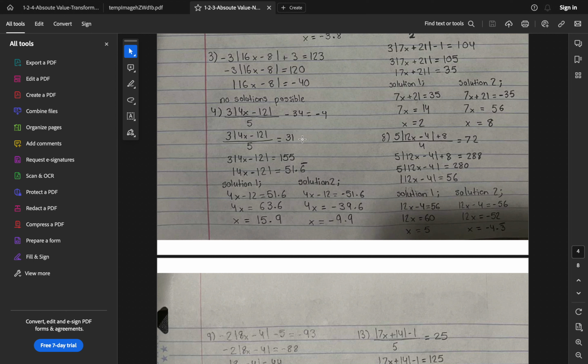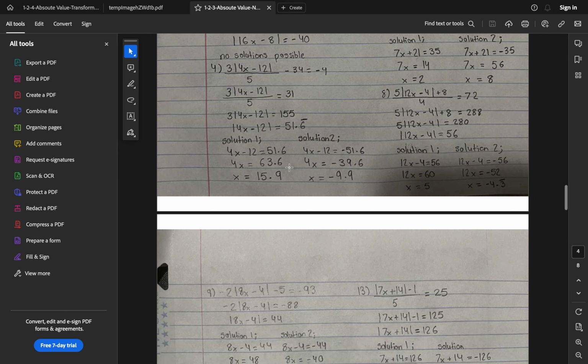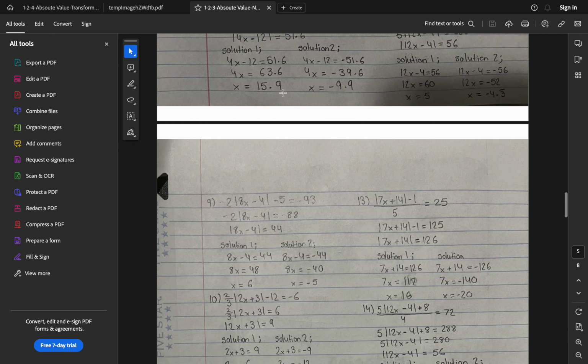Question number 4, you have 3 times the absolute value of 4x minus 12 divided by 5 minus 34. First things first, you isolate by adding both sides. You add 34 to both sides. Right? Once you added 34 to both sides, you should times by 5, right? And then you should get 4x minus 12 is going to 51.6. Solution number 1 will give us x equivalent to 15.9. Solution number 2 will give us x equivalent to negative 9.9.